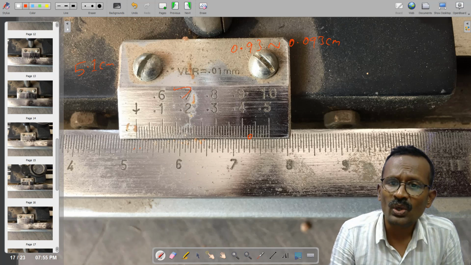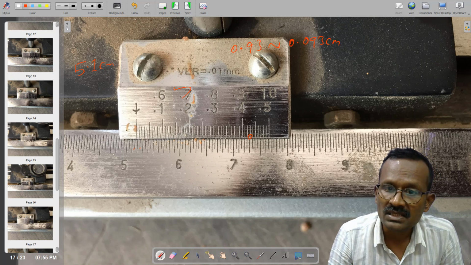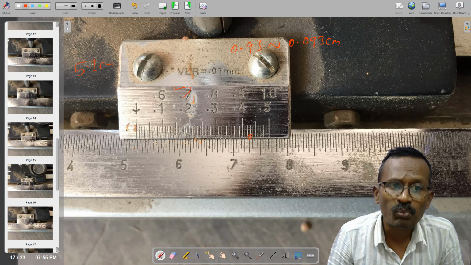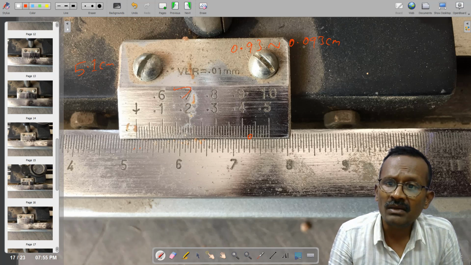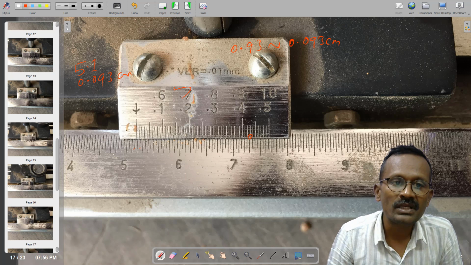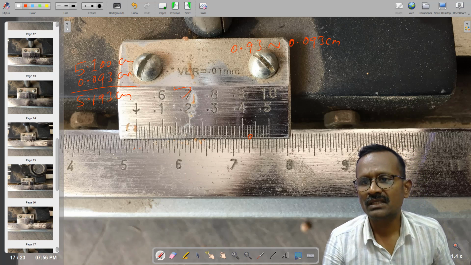We are taking it in centimeter. If it is millimeter, no problem, but we are interested in centimeter. So this is 0.093 centimeter. You add this to the 5.1 centimeter. How much will you get? 5.193 centimeter. Now we'll go for the traditional method.